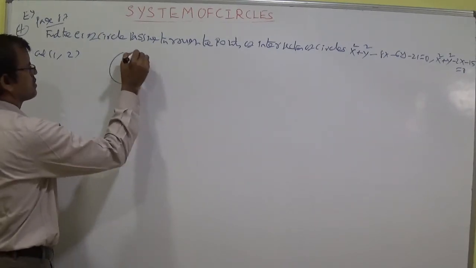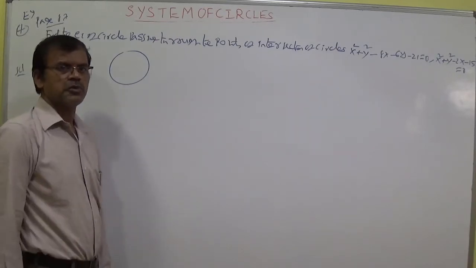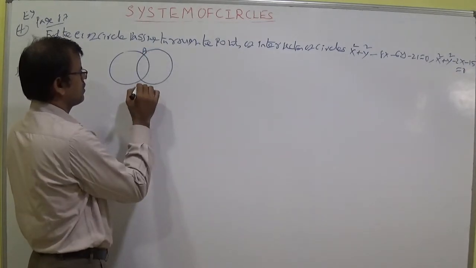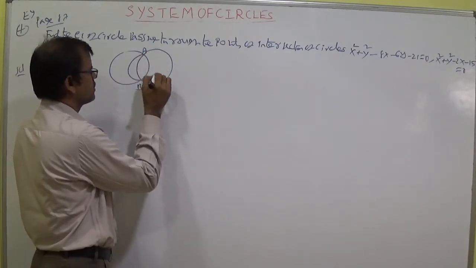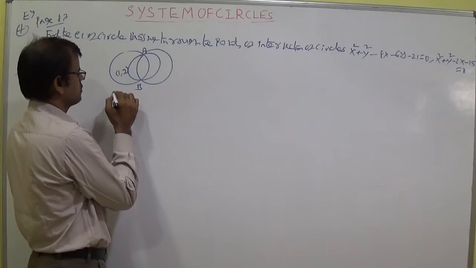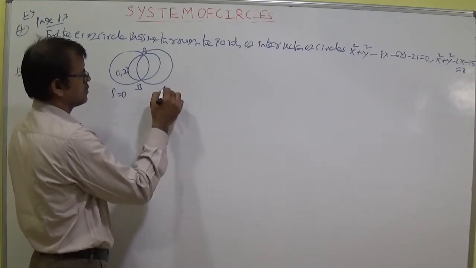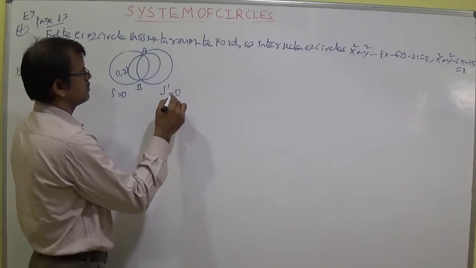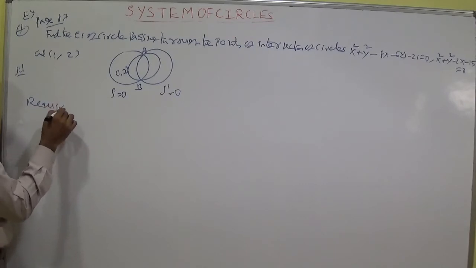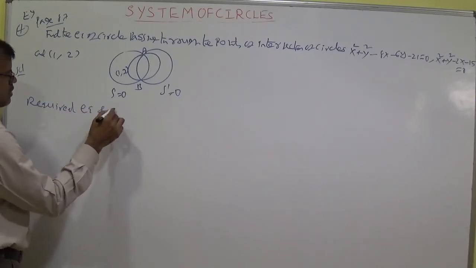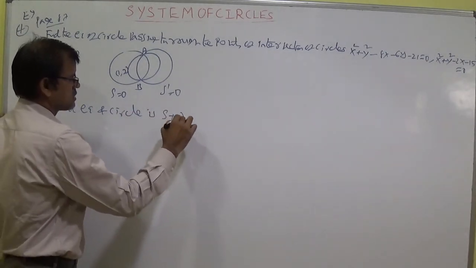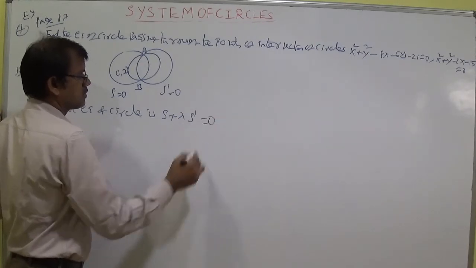This is the concept. We should calculate the equation of circle passing through the points of intersection of this one, A comma B, which is another circle we need, and also this circle is passing through 1 comma 2. So this is S equal to 0, this is S dash equal to 0. According to the formula, the required equation of circle is S plus lambda S dash equal to 0.